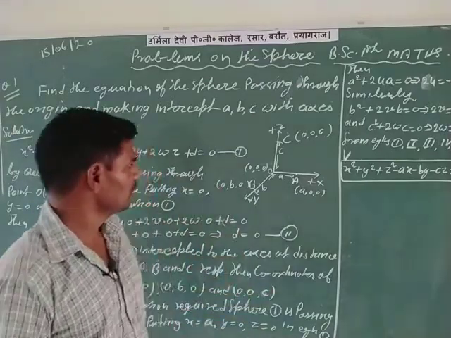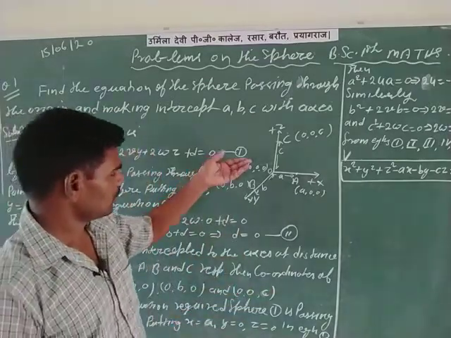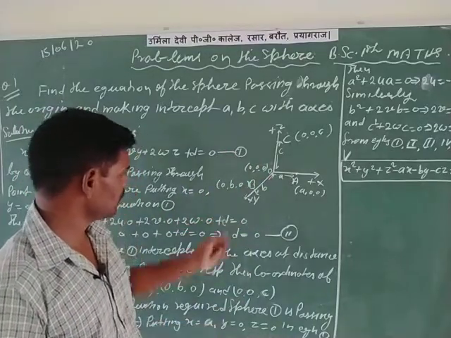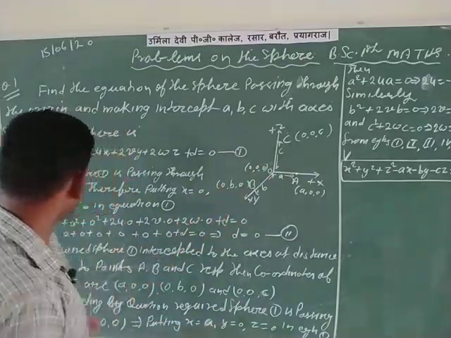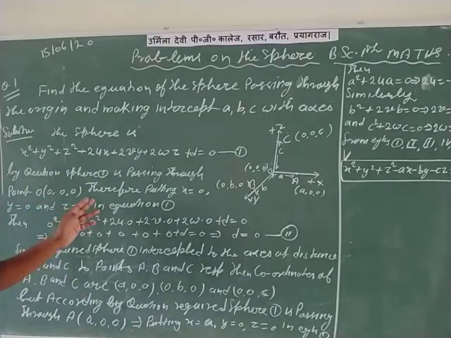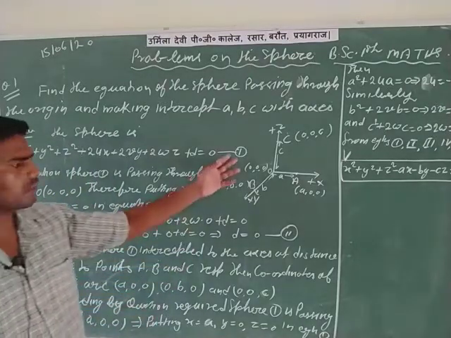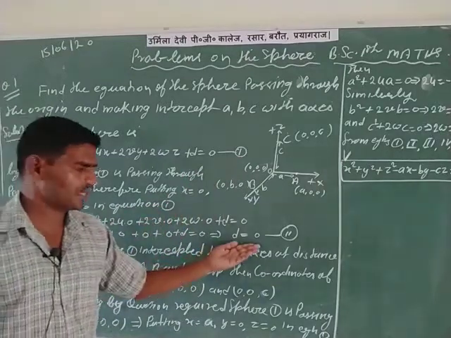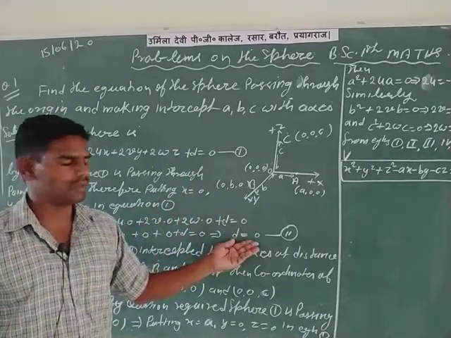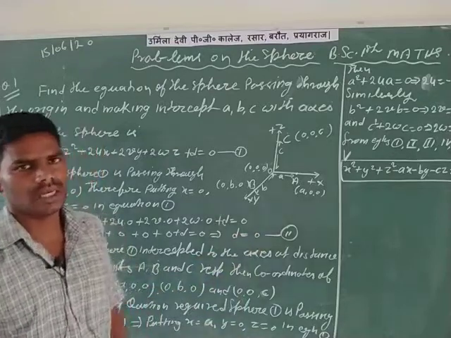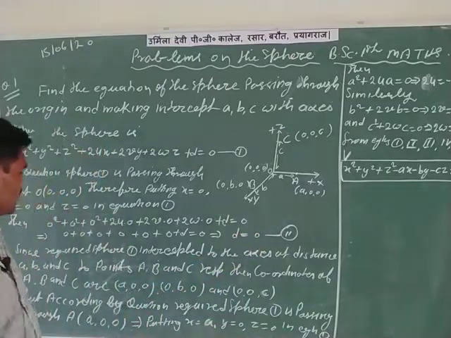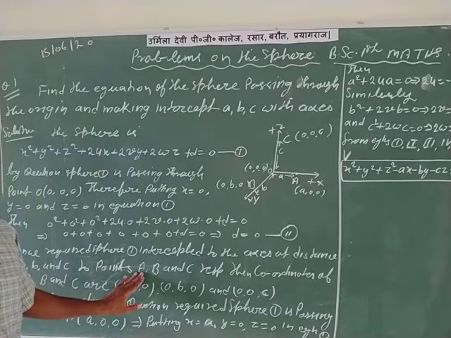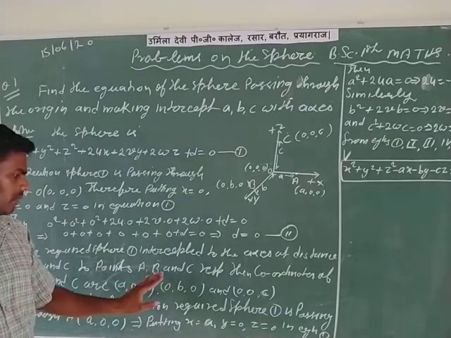For this, according to the question, sphere first is passing through the origin also. So putting the origin, for origin x is equal to 0, y is equal to 0 and z is equal to 0, in equation first. After this calculation, we find the small d value, which is equal to 0, and is represented by equation second. After this, putting all the coordinates of the intercepting points capital A, capital B, capital C.